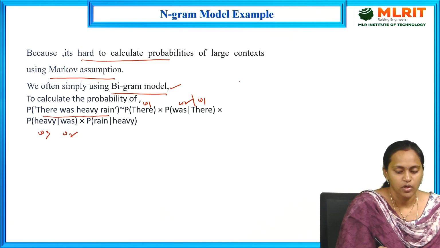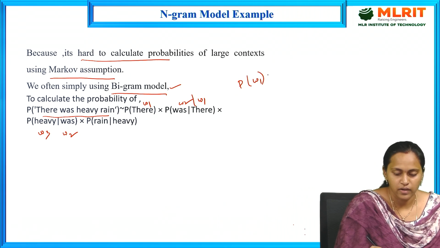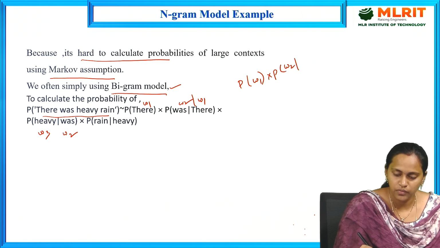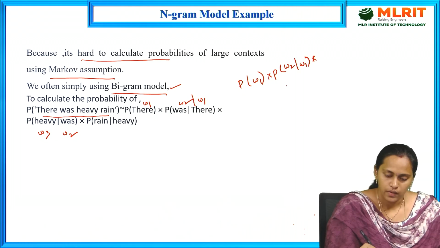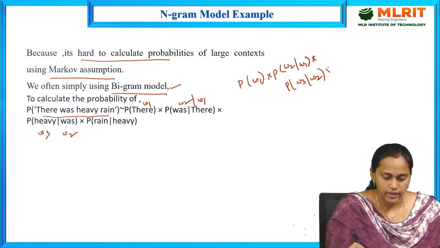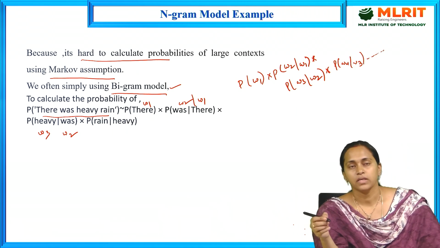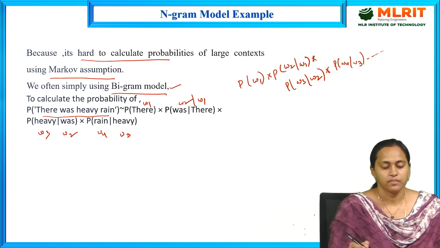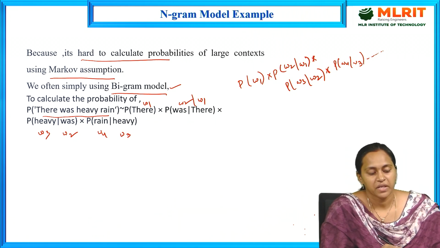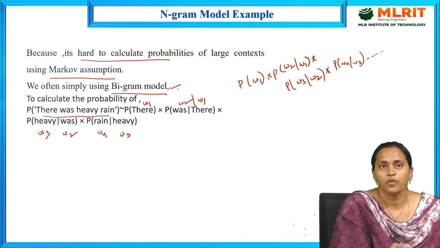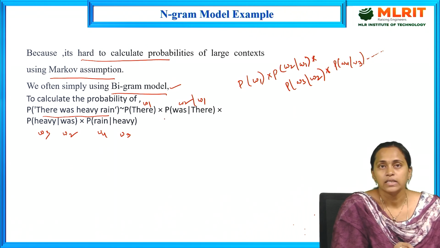That means probability of W1 into probability of W2 given W1, into probability of W3 given W2, like this, probability of W4 given W3. Like this, we can calculate the probabilities of the words in a sentence. To overcome the previous drawback, we are using the bigram model to calculate the probability of the sentence.